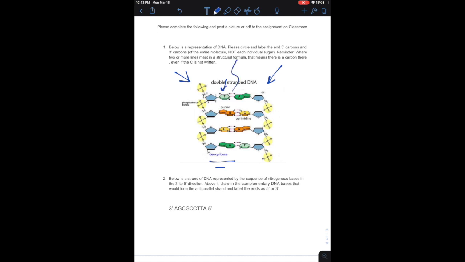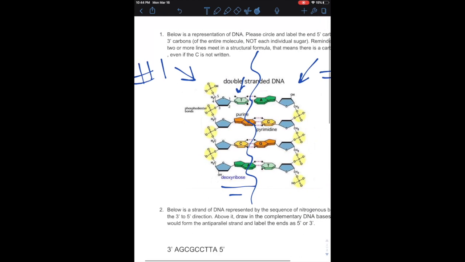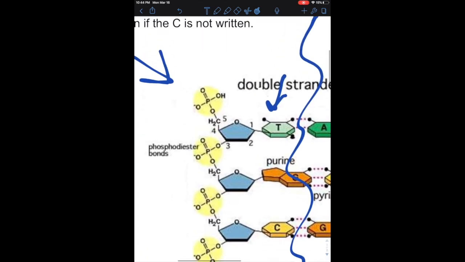So we can split this DNA in half. We're going to look at each strand individually to determine the 3' end and 5' end. So we're going to label this strand number 1, strand number 2. It tells you to circle and label the 5' end carbons and 3' carbons, right? So in terms of circling, how are you going to determine where the 5' end and 3' end of DNA are? Looking at the carbons.